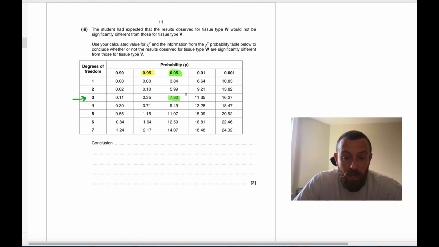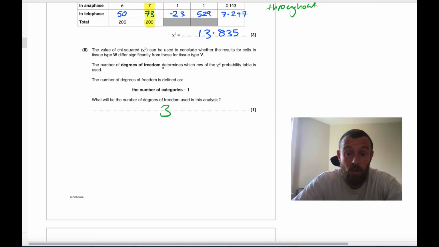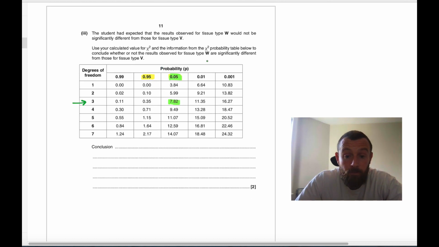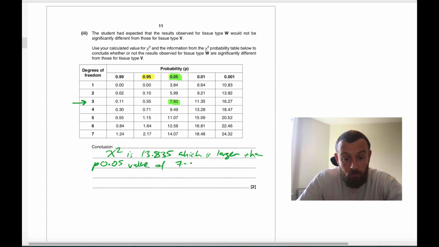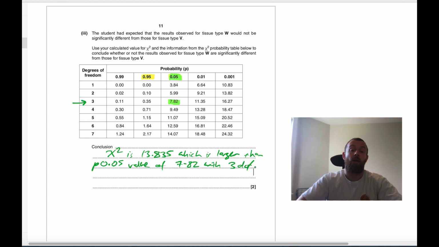So here it's 7.82. Is our calculated value larger than that? Yes, it is, 13.835. So we can say chi-squared is 13.835, which is larger than the P 0.05 value of 7.82 with 3 degrees of freedom. This means that the difference is significant and is not due to chance.